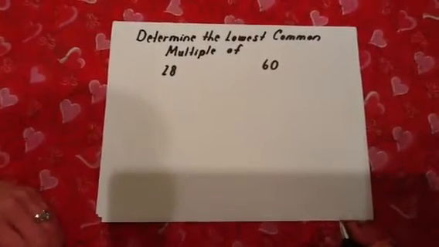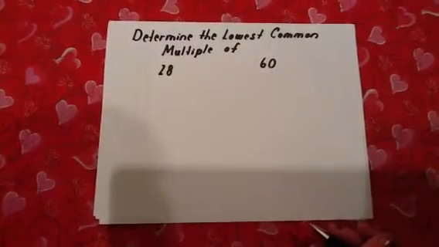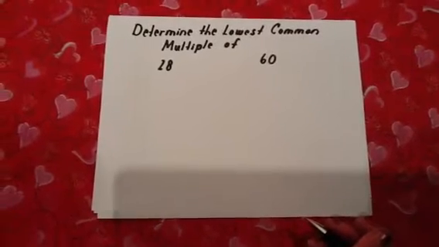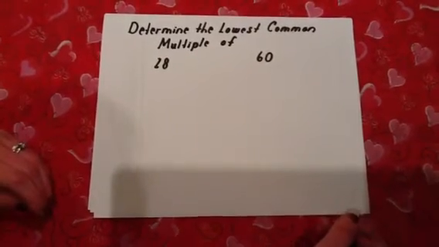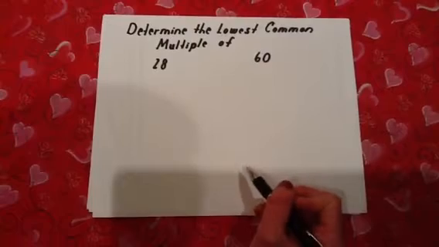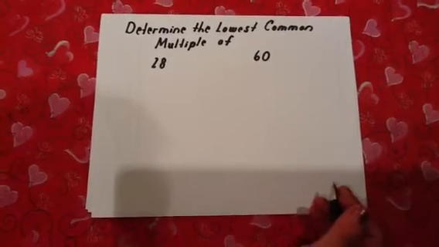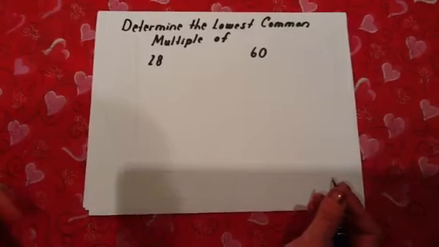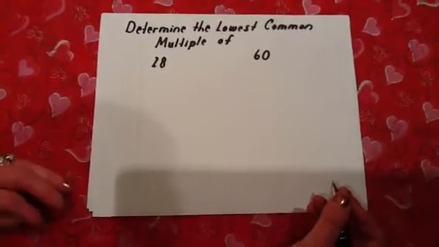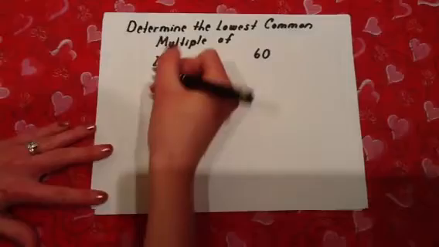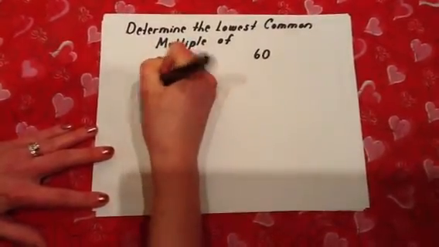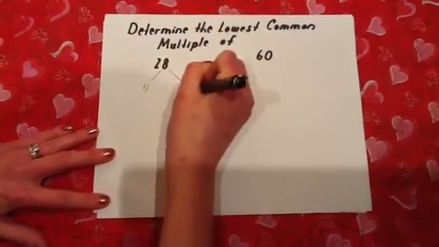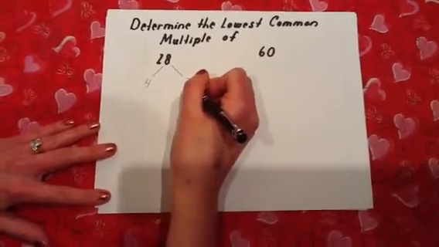Okay, so in this example, I'm going to show you how to find the lowest common multiple and greatest common factor using prime factorization. So the first one we're going to look at is 28 and 60. What you need to do is break it down into prime numbers, start by factoring them out. So factors of 28 would be 4 and 7. And 7 is a prime number, so we're finished.